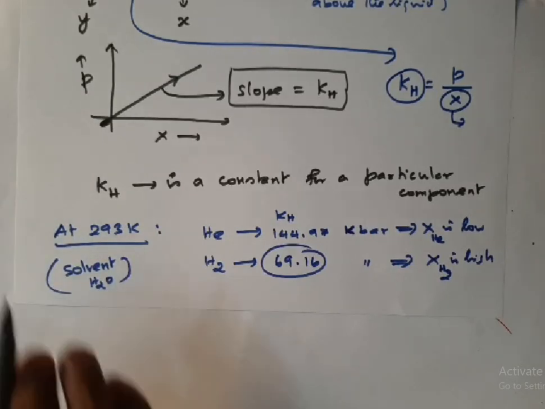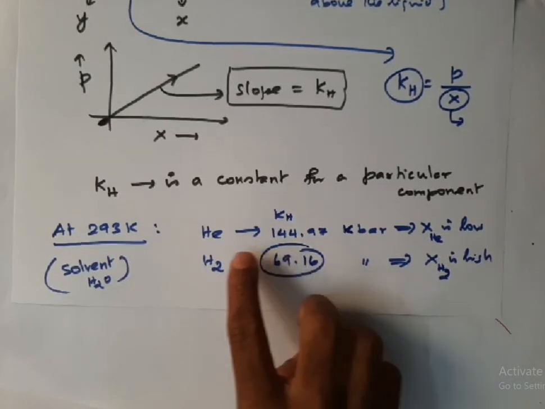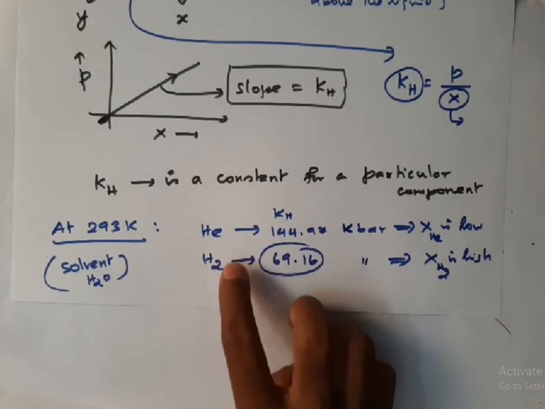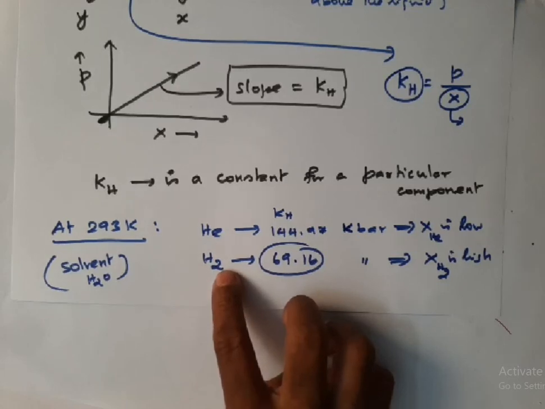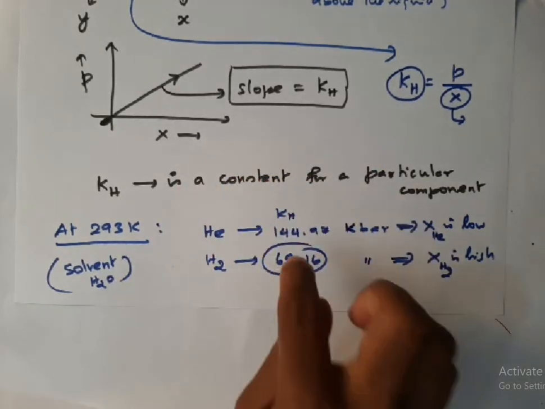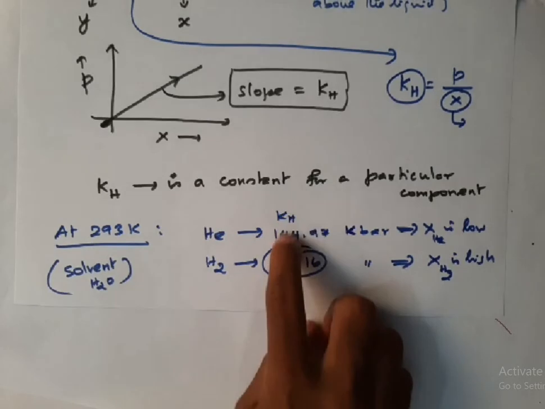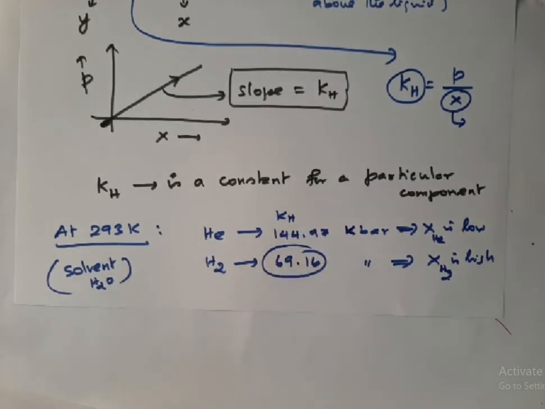So in water, if you see the dissolution of helium and dissolution of hydrogen, which is more soluble? Hydrogen is more soluble because its KH value is low. So keep this point in mind. Lesser the value of KH, higher is the solubility of the component in a particular solvent.